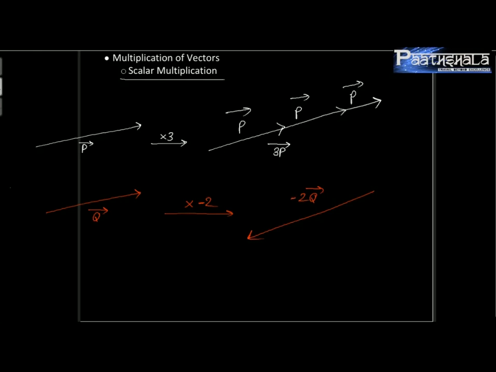So scalar multiplication by any real number essentially amounts to scaling the vector by the magnitude of the real number that we are multiplying with the vector. If the real number is negative, additionally we also change the direction of the vector.